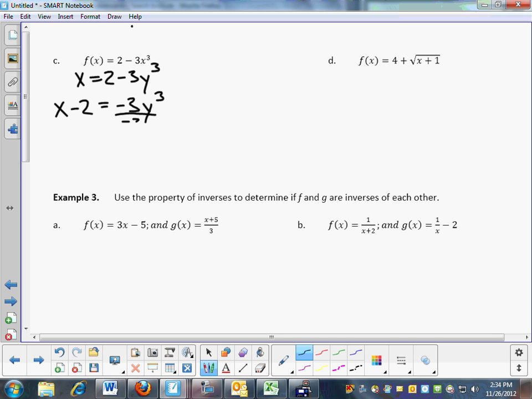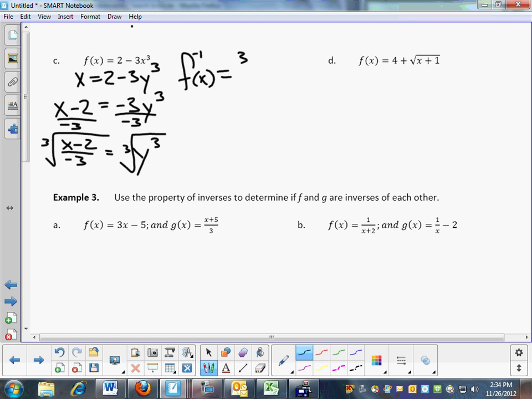Divide by negative 3. X minus 2 over negative 3 is equal to y to the third. That's my last step. Cube root. And so you get f inverse of x is equal to the cubed root of x minus 2 over negative 3.